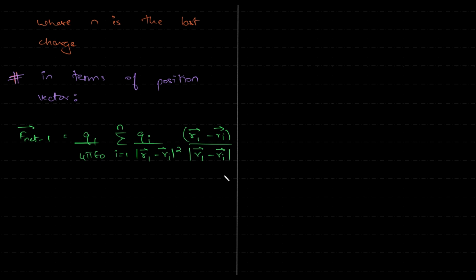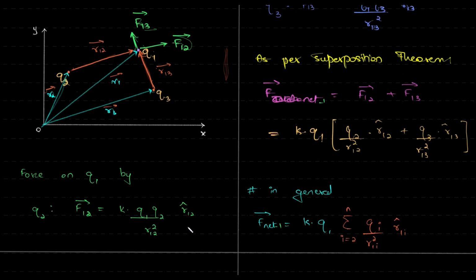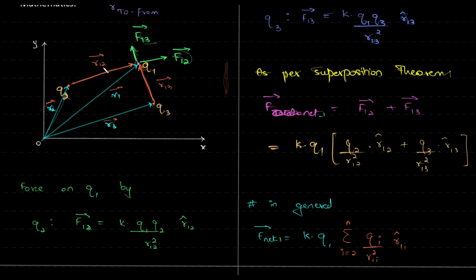Let me make it very clear. This particular thing is our unit vector, which is given by a vector, say a, divided by its magnitude. That's what I have done over there. So this is your vector representation. Quite simple, because r12 is nothing but r1 minus r2.